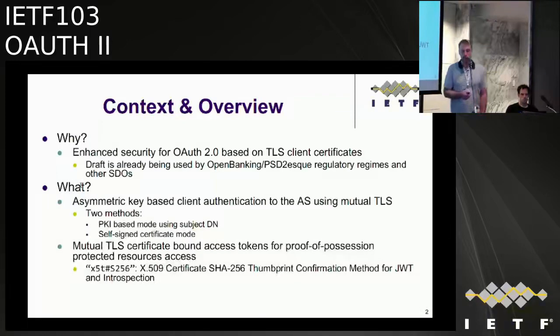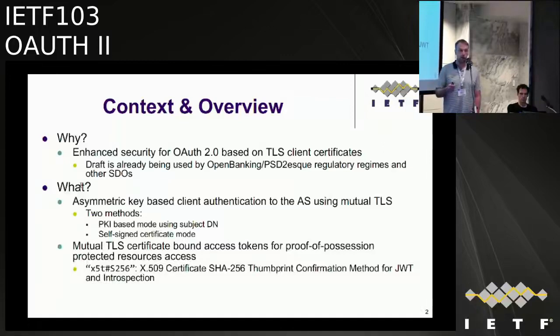So what is it exactly? It's two things, largely. It's an asymmetric key-based client authentication mechanism from the OAuth client to the authorization server, relying on mutual TLS. And then there are two subcomponents of that, two ways to do it. One is a PKI-based mode where the subject DN is provided during registration time to the authorization server. The authorization server verifies the client certificate down to a trusted CA when it's presented in the TLS handshake, and then checks that the subject DN in that certificate matches the expected subject DN from the configuration for the client. There's also a self-signed certificate mode, which is basically just pre-registration of static keys.